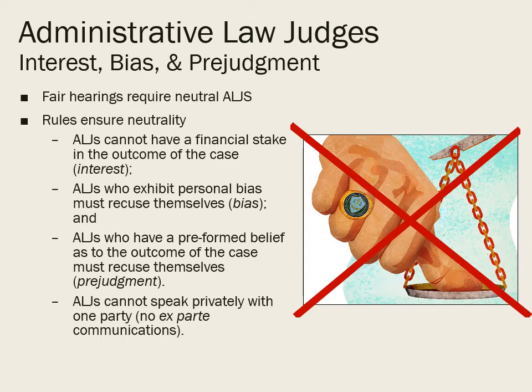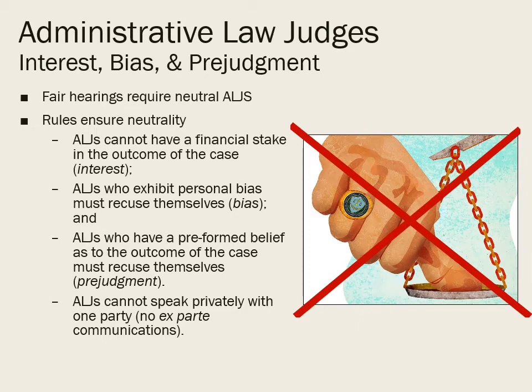The APA also separates the prosecutorial and adjudicatory functions to make sure that ALJs are independent. So you can't have an agency official investigate the case and have that same official also preside over the hearing or make a decision in that case.